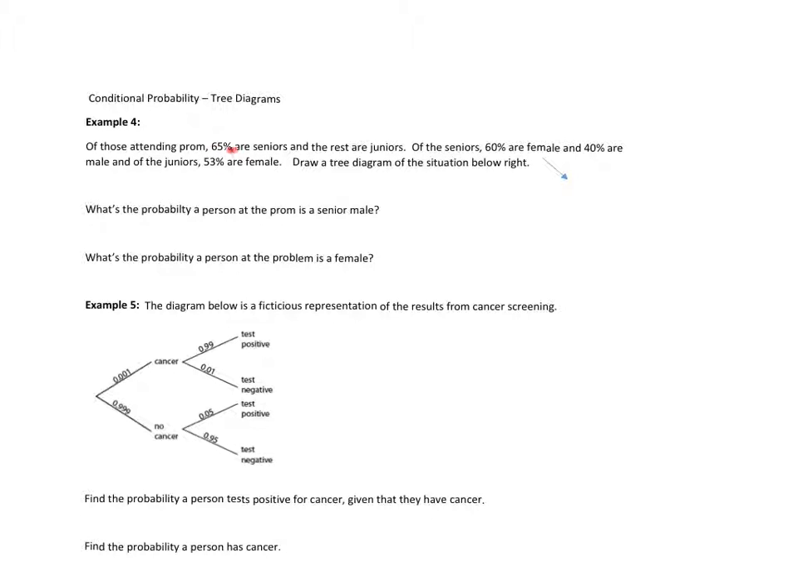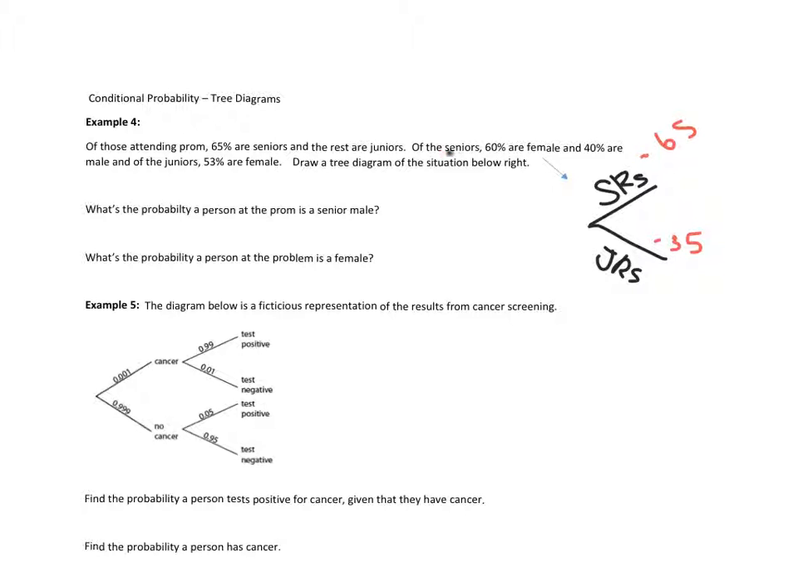Another way we can represent conditional probability is in a tree diagram. So example 4: of those attending prom, 65% are seniors and the rest are juniors. These are the 2 branches of our tree diagram. I'm going to branch out: we have seniors and we have juniors. I'm going to put the percents right here. Seniors, 0.65. If the rest are juniors, that means 35% are juniors.